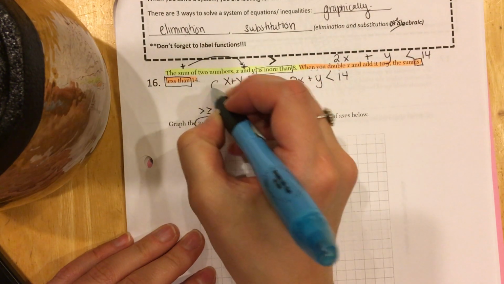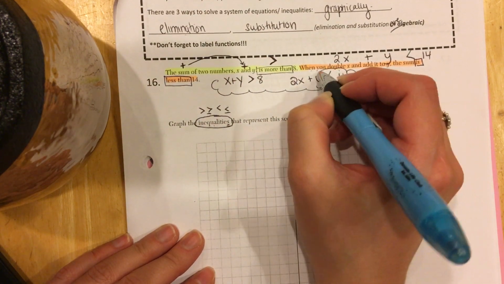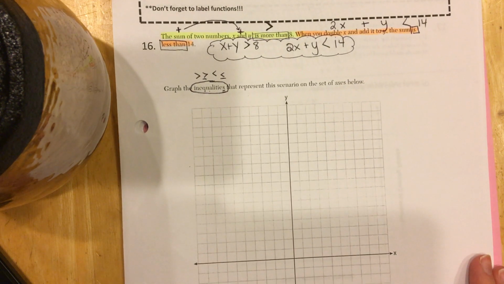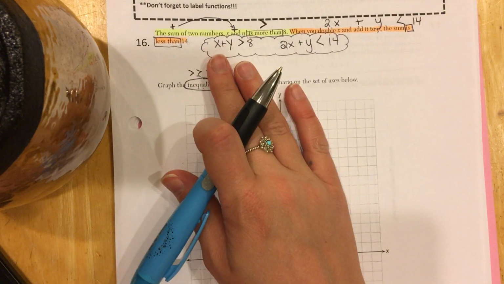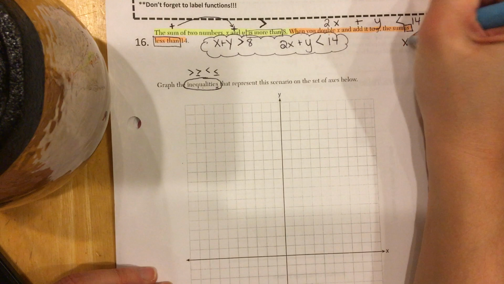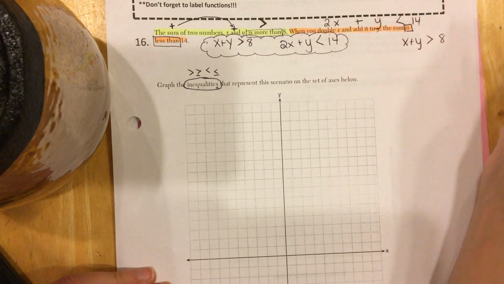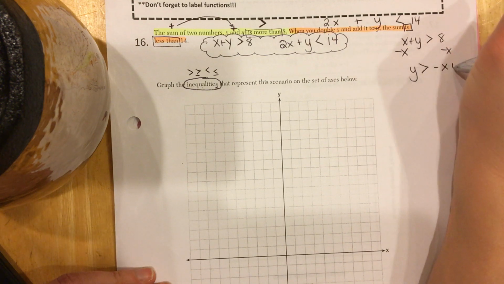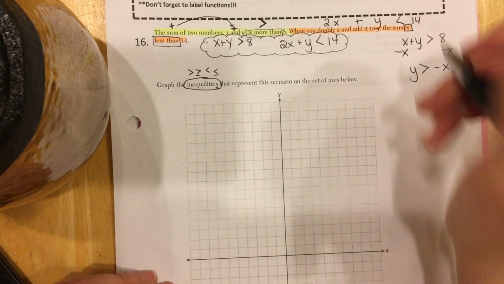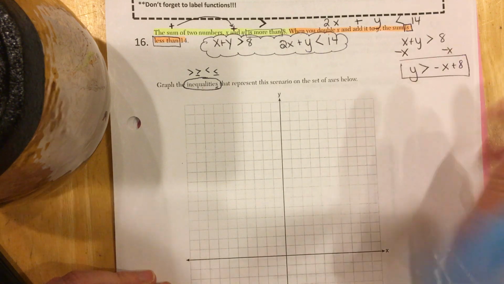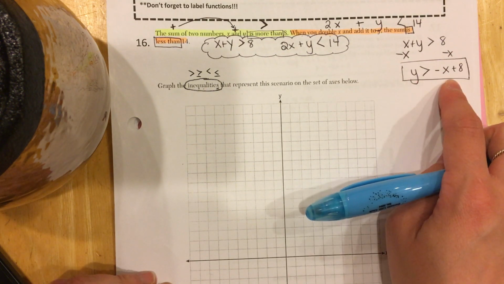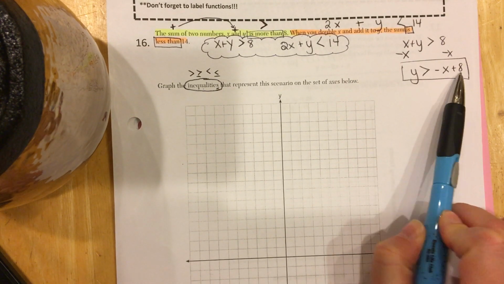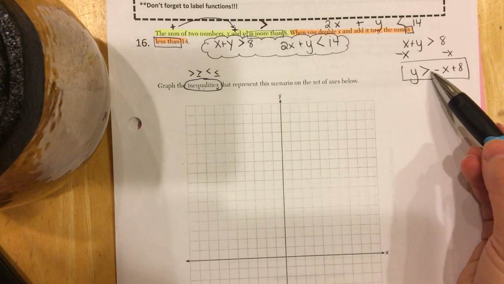Okay, so I've come up with my two equations, or my two inequalities, and now they want me to graph them. So before I graph these, I need to solve for y. So I'll start with the first one. X plus y is greater than 8. You got to subtract x over. Y is greater than negative x plus 8. And your options are to either put that into your calculator, into your y equals, and graph it using the table, or you can just graph it using slope and y-intercept. So my y-intercept here is 8, and my slope is negative 1.